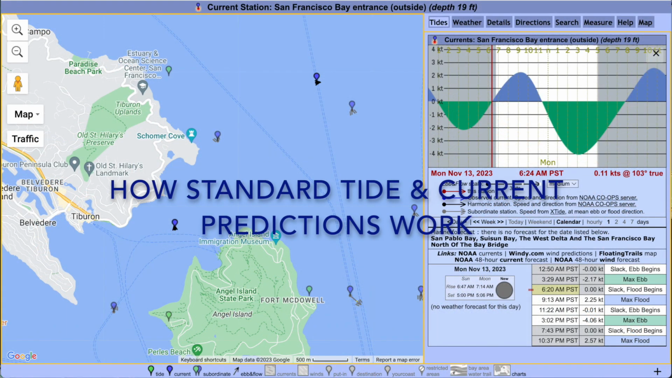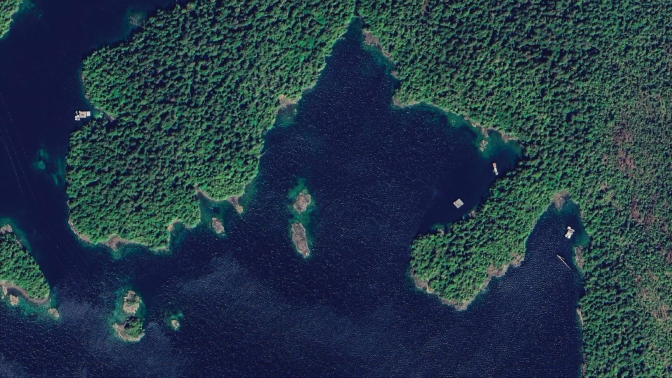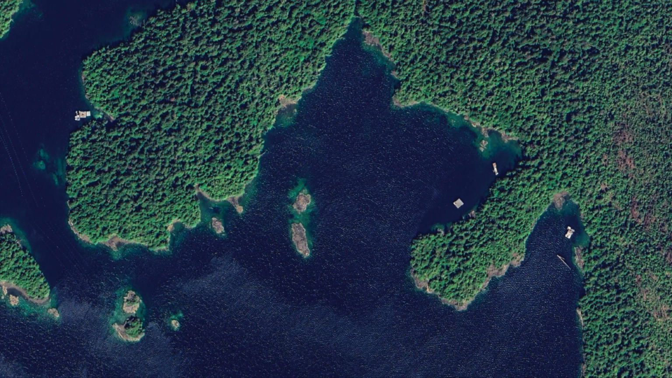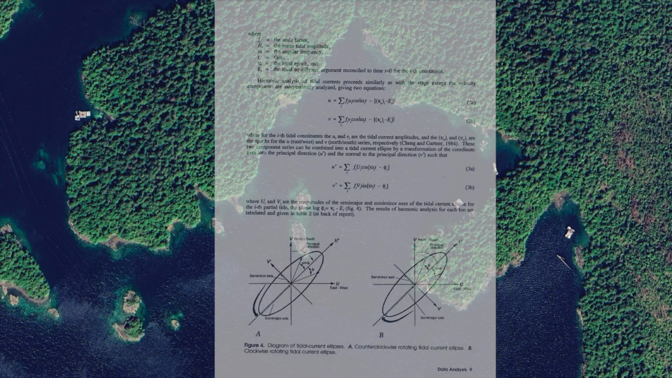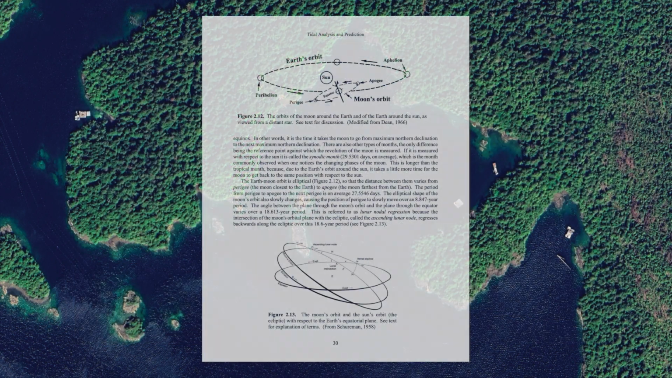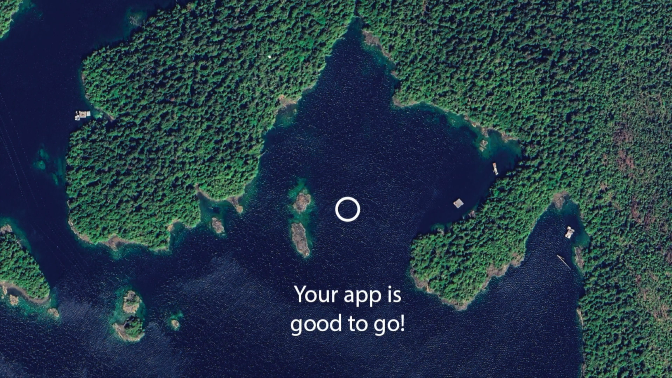Let's start with standard tide and current predictions. Here's how they work. Suppose you live on a small bay and you'd like to make a tide and current app for your fishing spot. All you have to do is to measure the actual tides and currents for that spot over at least 2 weeks, and then relate your measurements via a bunch of math to the relationships of the Earth, Moon, and Sun, which drive the tides. Those astronomical relationships can be forecast far into the future, so once you make your app, it will stay accurate for as long as your bay's hydrology doesn't change.